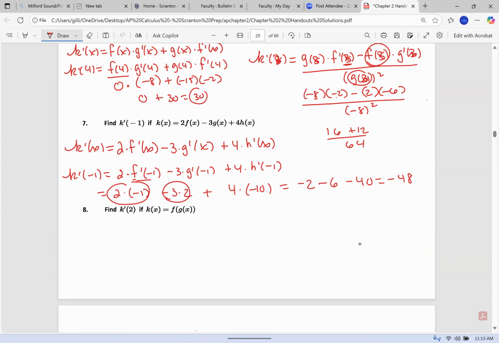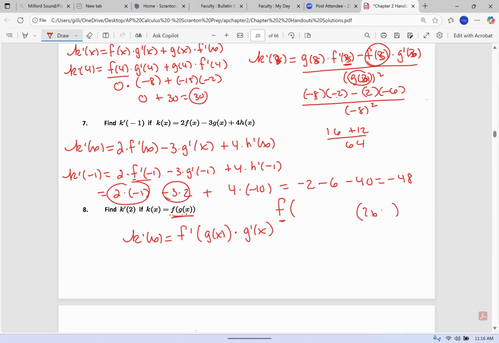Number 8 is something a little different. It's a function within a function. A function f on the outside and a function g on the inside. So this derivative will be the derivative of the outside, which is f prime, because f is the function on the outside. Repeat the inside, which is g of x, times the derivative of the inside, which is g prime. That's what we did when we did that extended power rule.